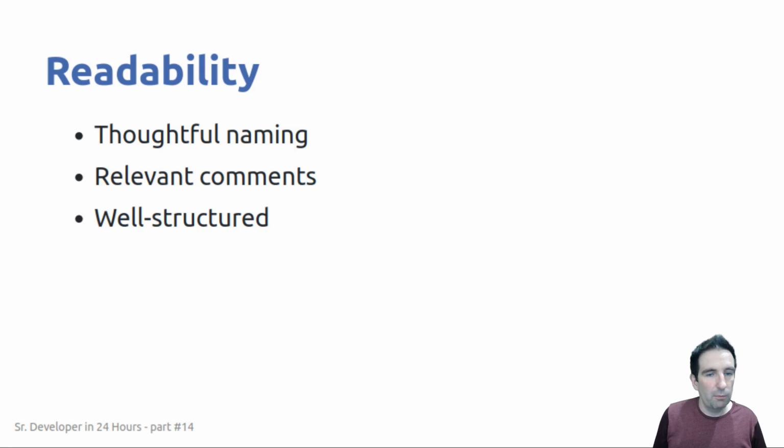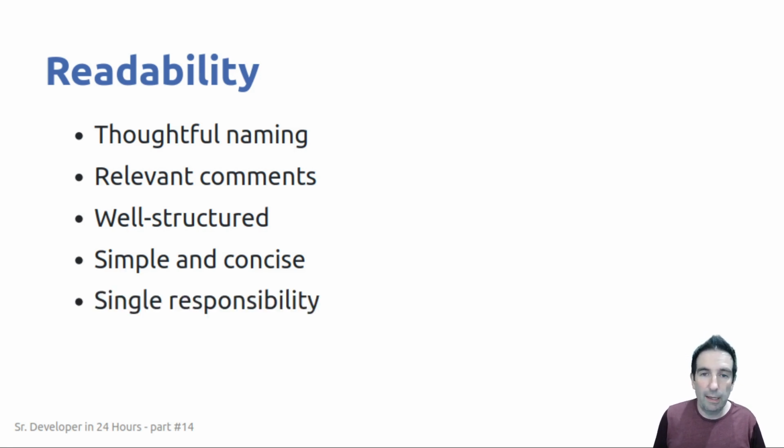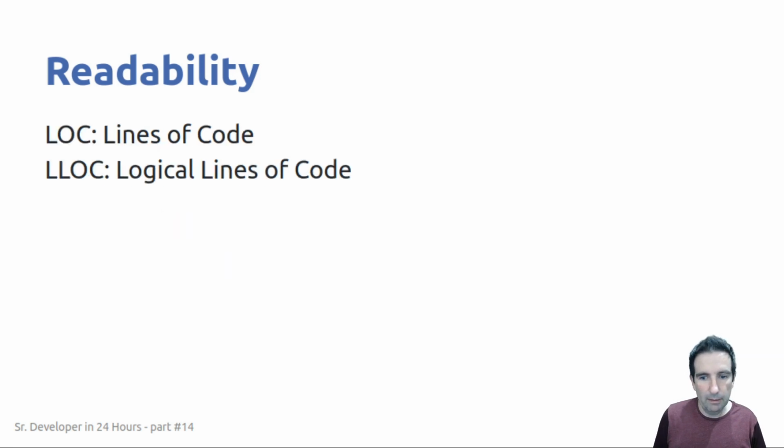Obviously, the code needs to be well structured. We want to be as simple and concise as we can within our language. We want to ensure that the different modules, the different functions, the different methods have a single responsibility. We also want to focus on the lines of code. And as we talk through some of these concepts, we're going to talk about lines of code. We're also going to be talking about logical lines of code, which is the code that does not include comments, as opposed to just counting all of the lines in the file.